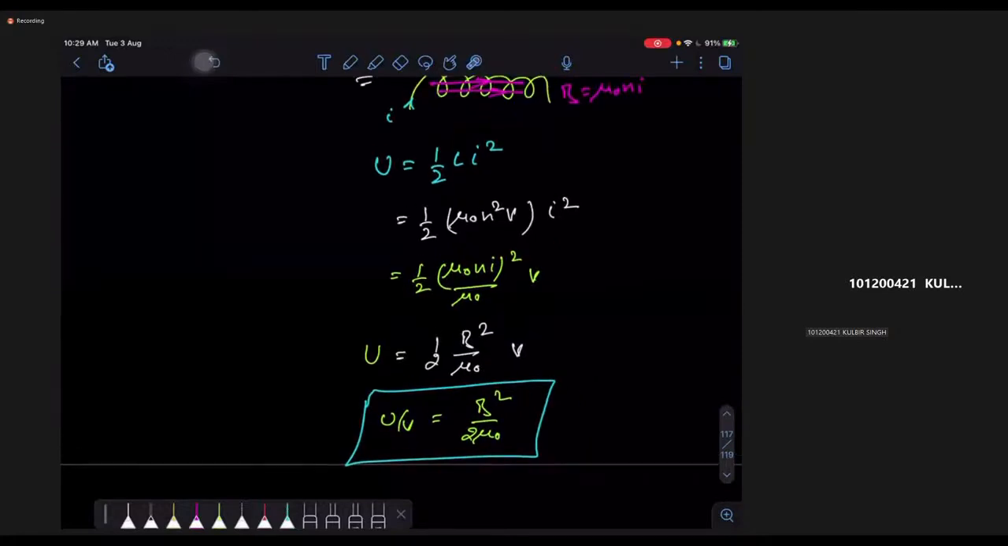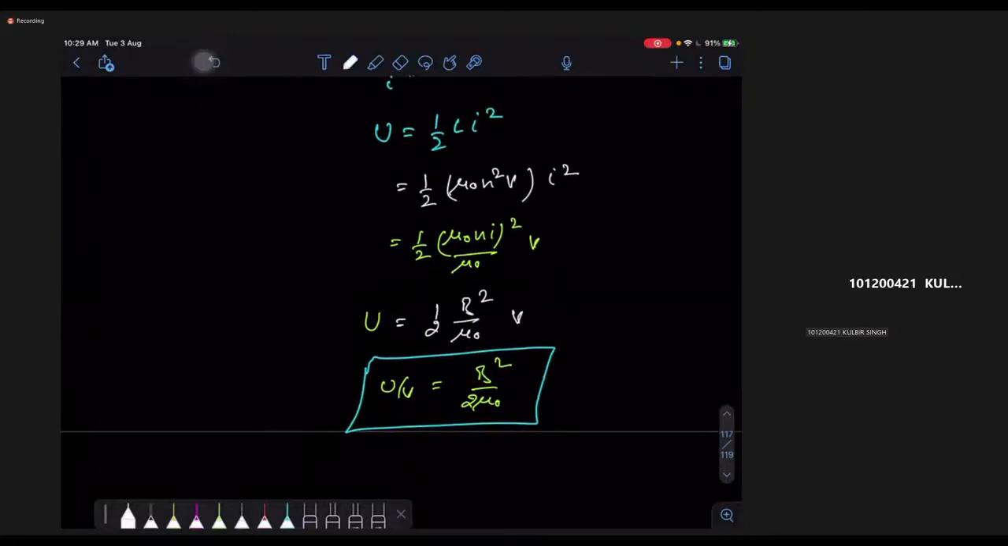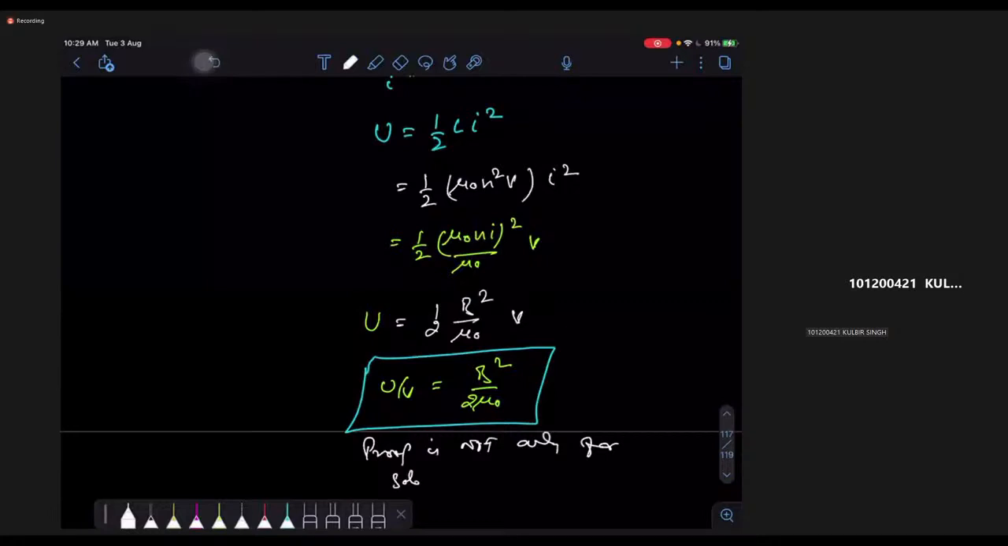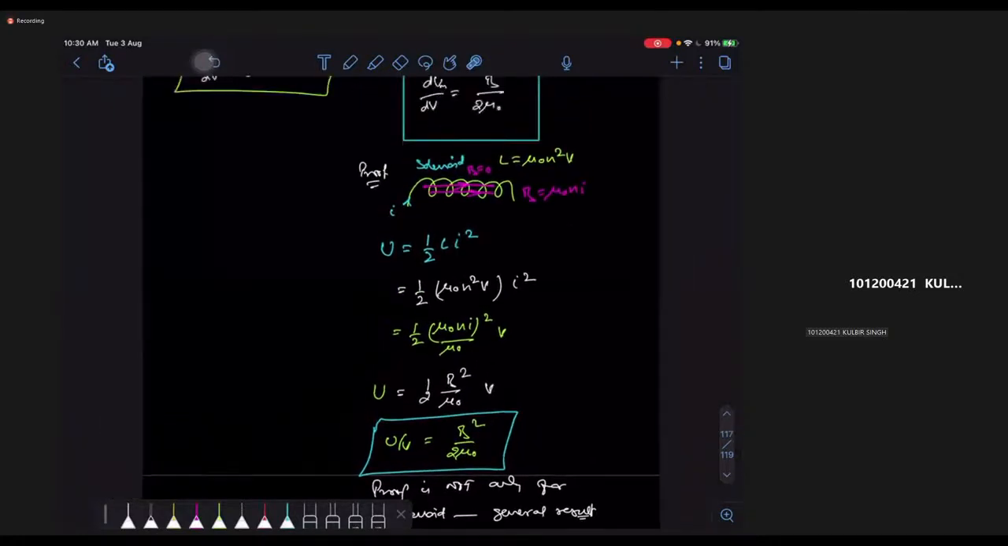Okay, it is not general. But this proof for the solenoid gives a more general result. So this is not only for the solenoid. The proof is not general, but the result is general. So wherever there is a magnetic field, there is energy stored, and the energy stored is B squared by 2 mu naught. I hope you understand here.